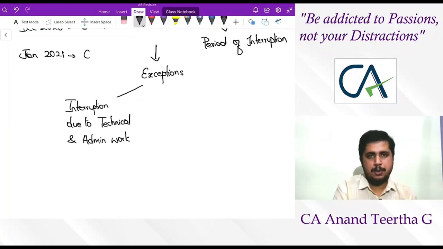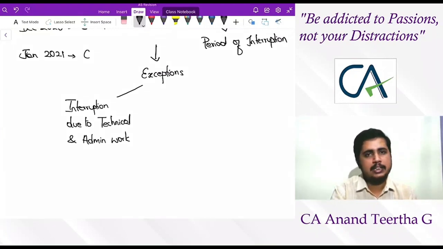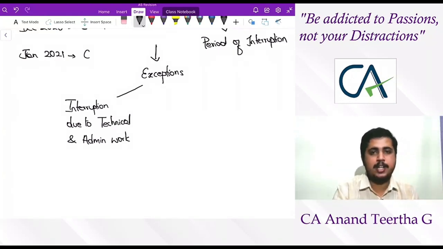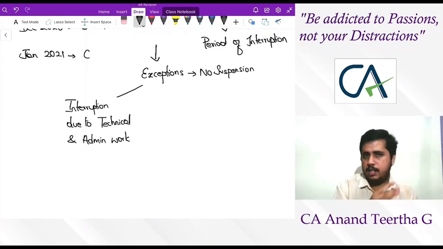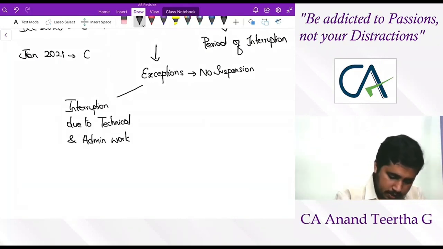Say approvals are supposed to be taken up, the government officials want to check all these things. For those times you stopped it, because without their approval it cannot be continued. So all these technical and administrative work are getting carried out, which is inevitable. At that time, if at all there is any interruption, then no problem, it will not be considered as suspension. The exception basically means there is no suspension. Even though there is interruption, suspension is not allowed for capitalization purpose. It still continues. So if there is no suspension, capitalization is ongoing. This is number one.